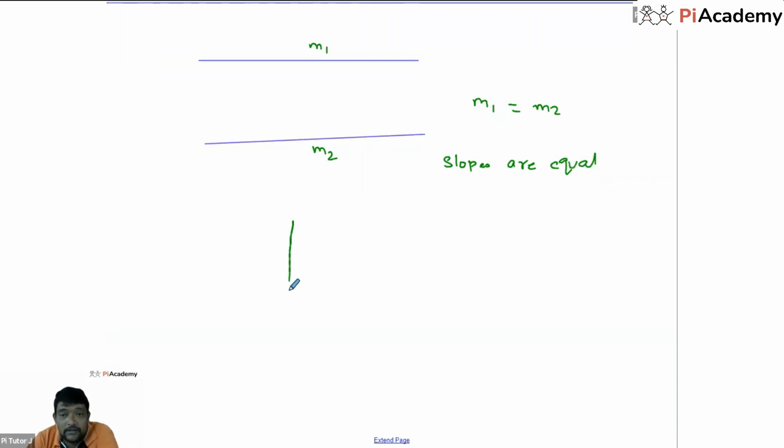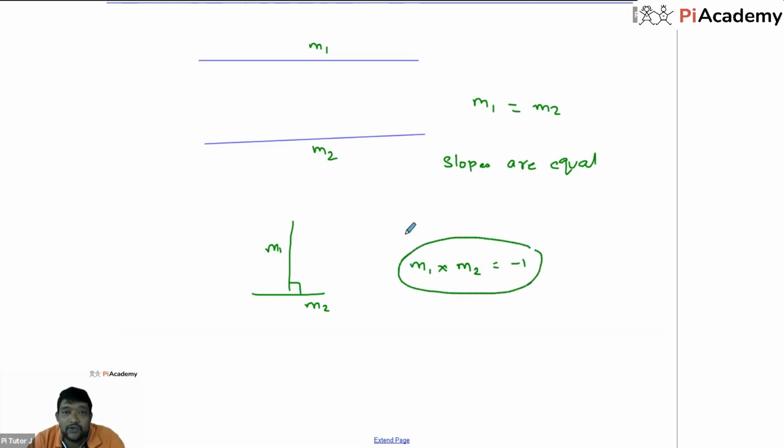But when the two lines are perpendicular, for example, you have perpendicular lines like this, if the slope of this line is m1 and the slope of this line is m2, then the product of their slopes will always be -1. m1 times m2 is -1, always. For example, if the slope of this line is -3/2, the slope of this line would be 2/3. You understand?